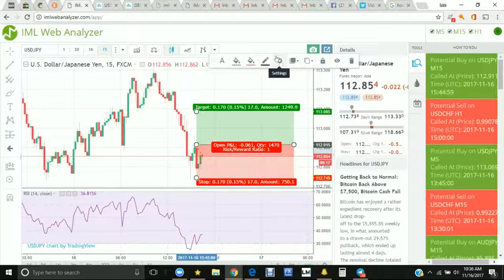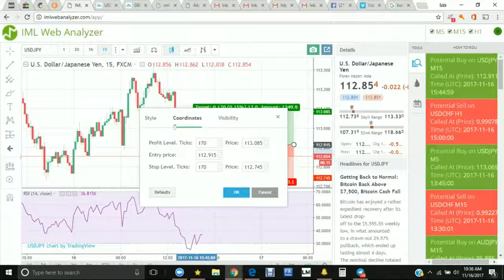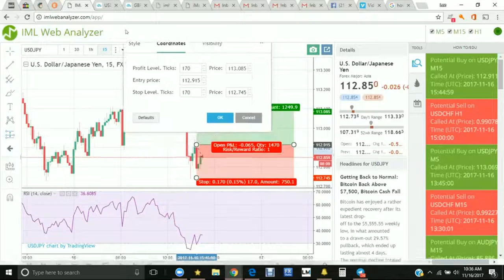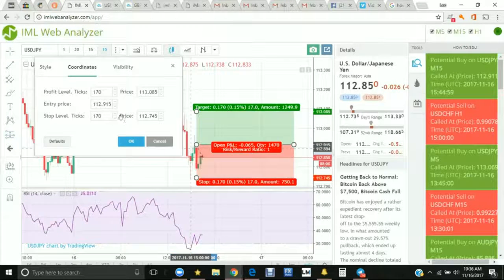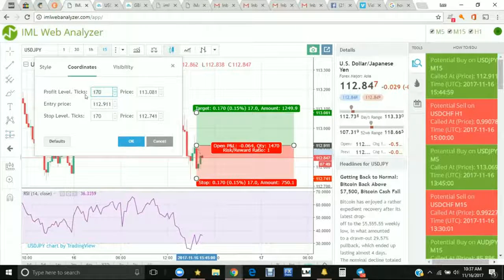I click on the settings, which is the little wheel right here. Go to coordinates, and here this is really good. You can put in your entry price, which we're pretending we got in right here when he did, 112.911. And then profit level, this is in ticks or points. I usually call this points. But if you wanted to go 5 pips profit, you have to add a 0. 5 pips is 50 ticks. I know, I hate to be confusing, but please write that down. So just add a 0.